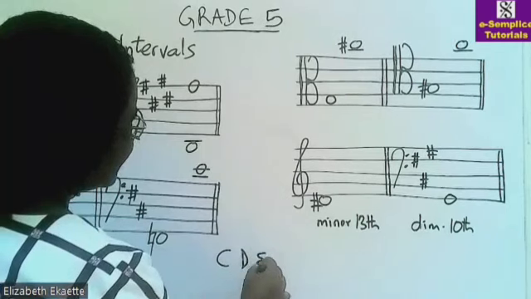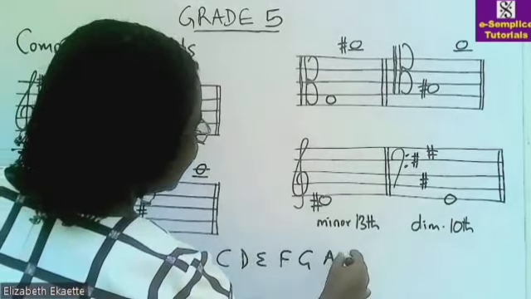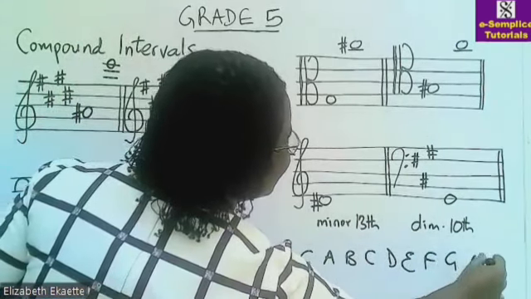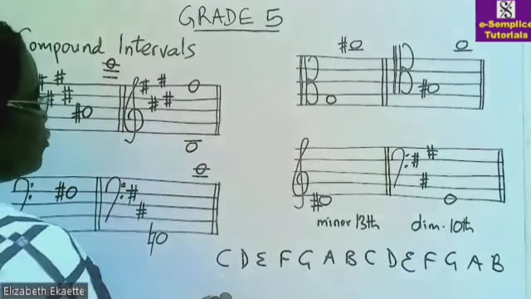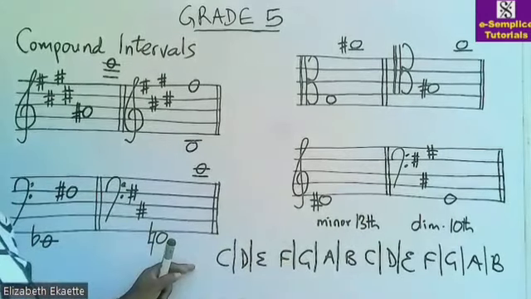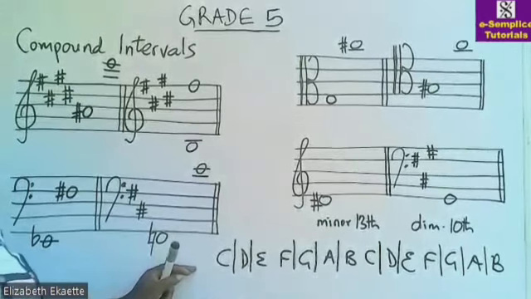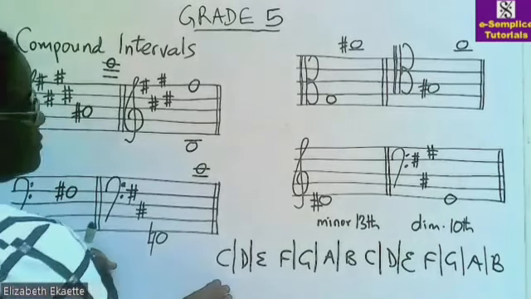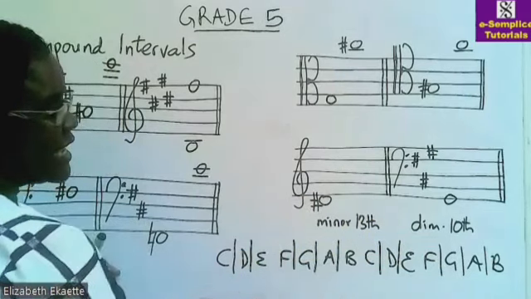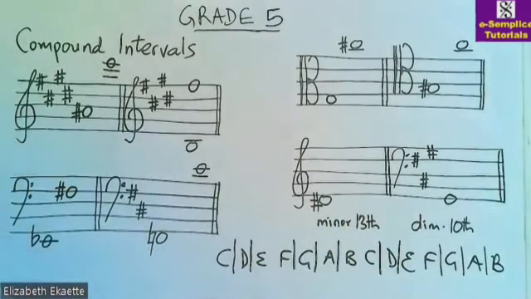So I have C, D, E, F, G, A, B, C, D, E, F, G, A, B. You might be wondering why I'm sketching my keyboard this long. I'm sketching my keyboard this long because in compound intervals, you need to count semitones up to 24 on your keyboard. So if your keyboard is short, in an attempt for you to come back and continue counting the semitones, you can make a mistake or skip a note.